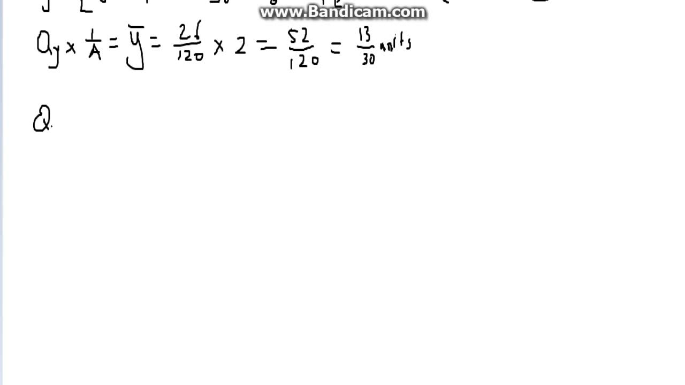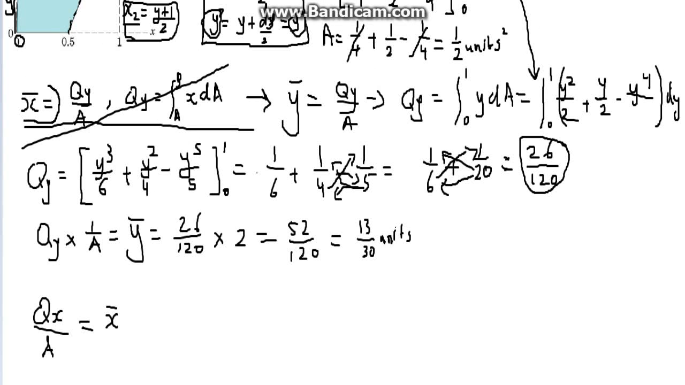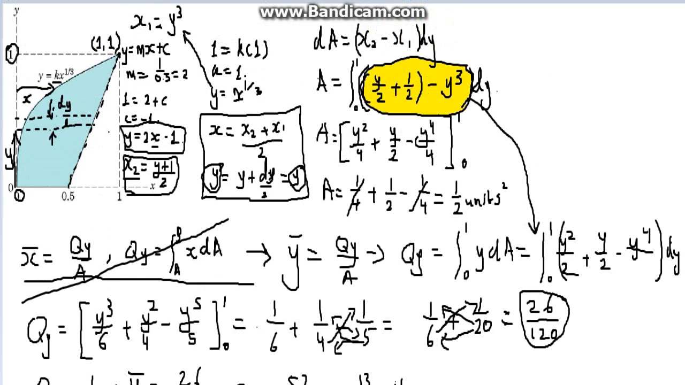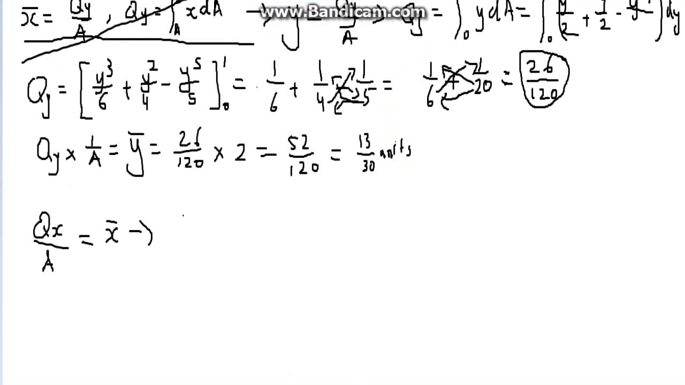Okay, now let's do it for qx. You guys should know what qx equals to. Okay, so this would obviously equal x bar. Okay, so just don't forget that we're now inverting the axes, so everything changes now. This changes, that changes. X bar now equals qx over A, where qx between the limits of 0 and 1 equals x dA.